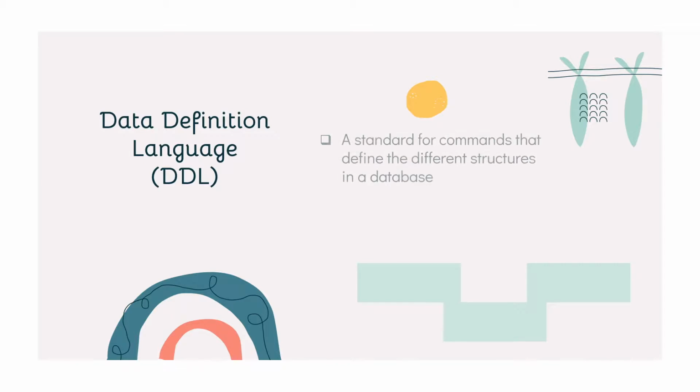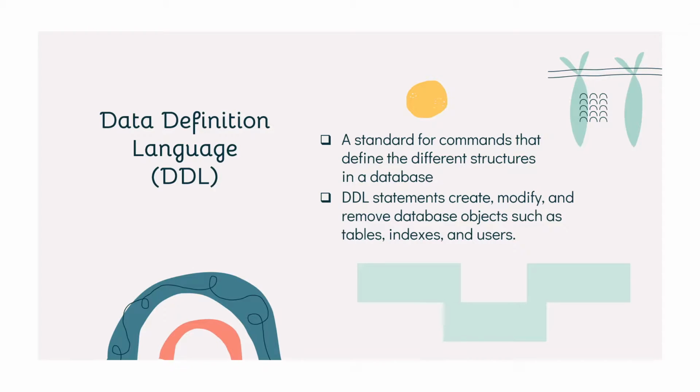Data definition language is a standard for commands that define the different structures in a database. DDL statements create, modify, and remove database objects such as tables, indexes, and users. This term is also known as data description language in some contexts, and it describes the fields and records in a database table. Commonly, DDL statements in SQL are create, alter, and drop. We will discuss these statements in more detail.